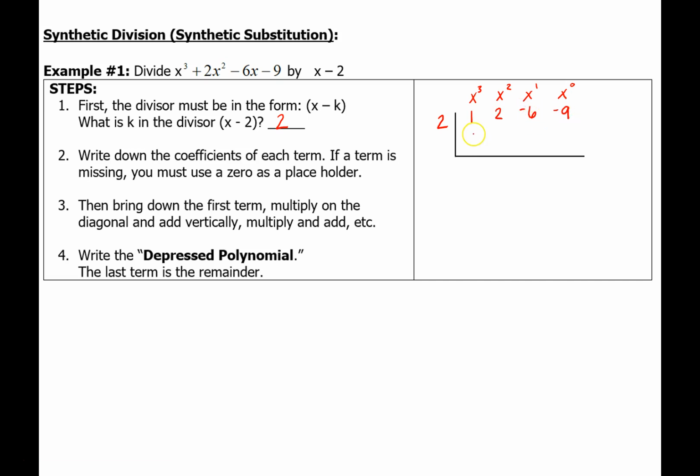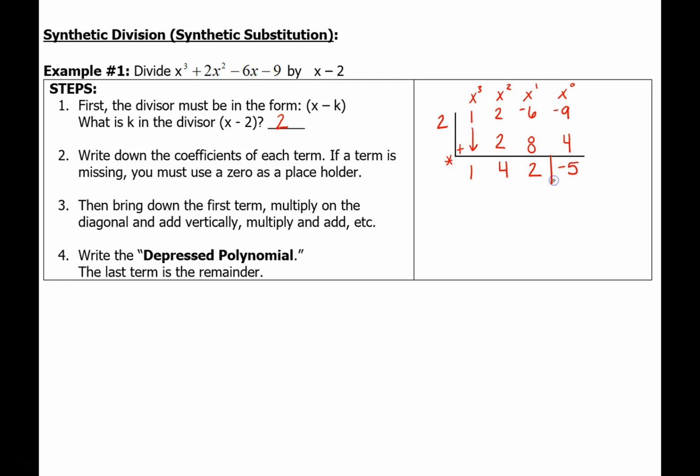Okay, I have it set up, so I'm going to multiply on the outside and add on the inside. So I'm going to bring down the 1, then I'm going to do 2 times 1 is 2. I'm on the inside now, so I'm adding to get 4. Multiplying 2 times 4 is 8. Now that I'm on the inside, I'm adding negative 6 plus 8 is 2. Multiplying again on the outside, 2 times 2, and then adding to get negative 5 at the end as my remainder.